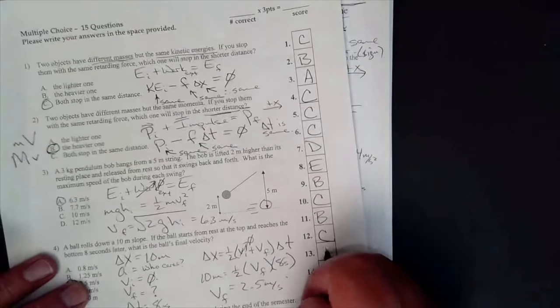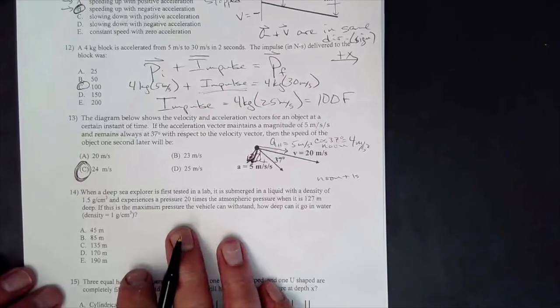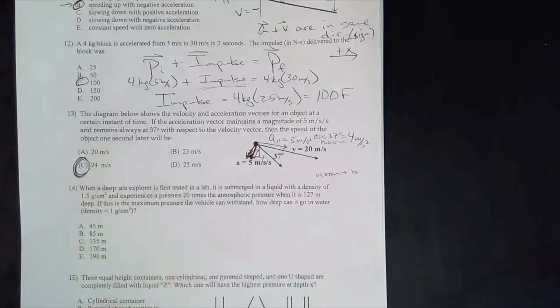When a deep sea explorer is first tested in the lab, it is submerged in a liquid with a density of 1.5 grams per centimeter cubed and experiences a pressure 20 times the atmospheric pressure when it is 127 meters deep. If this is the maximum pressure the vehicle can withstand, how deep can it go in water?